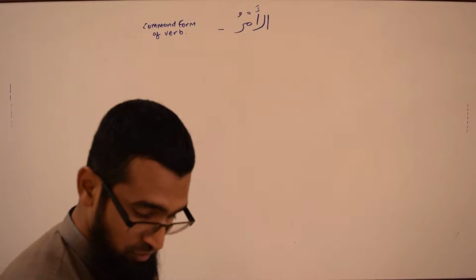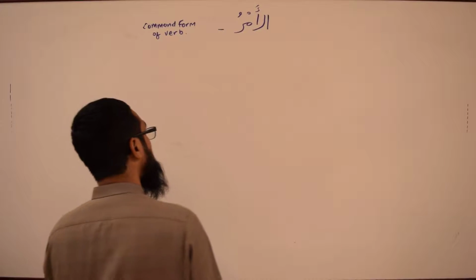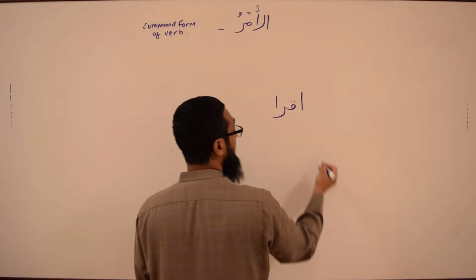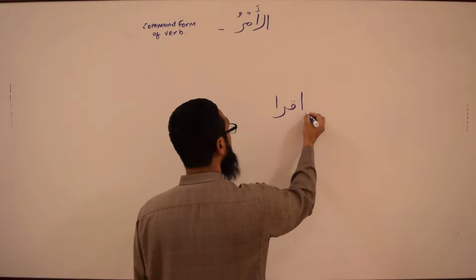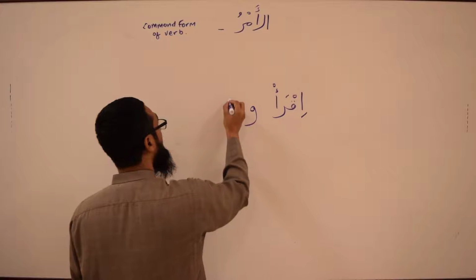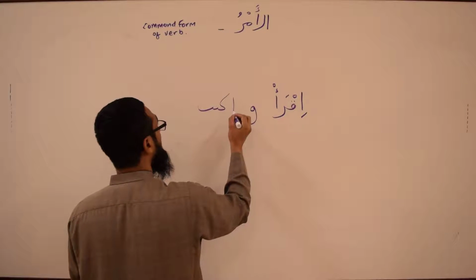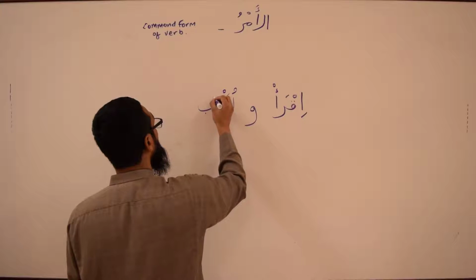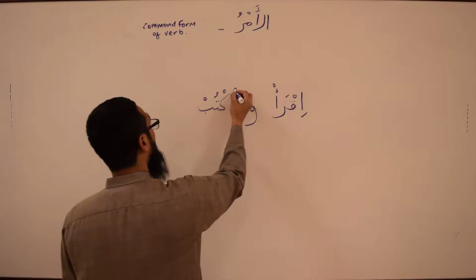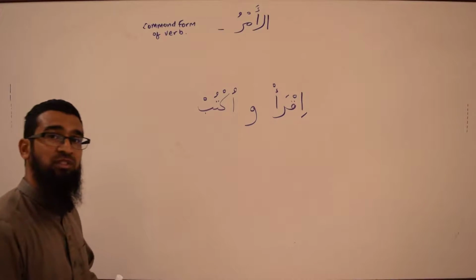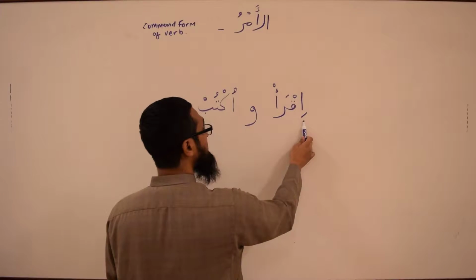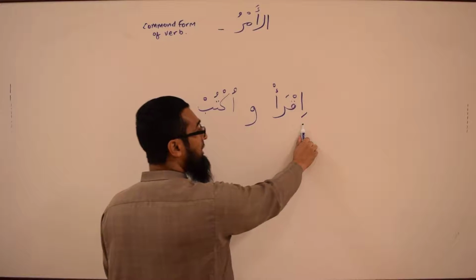Alright. So, say you have the word iqra, and you should know iqra is a command form, right? From qara'a yaqra'u, iqra. Iqra and uktub. Iqra wa uktub. Now we've seen this already, read and write. So hamzatul wasl, we said, is not pronounced in the middle of your speech, only in the beginning. So here we would have to pronounce the hamzatul wasl. We will say iqra.